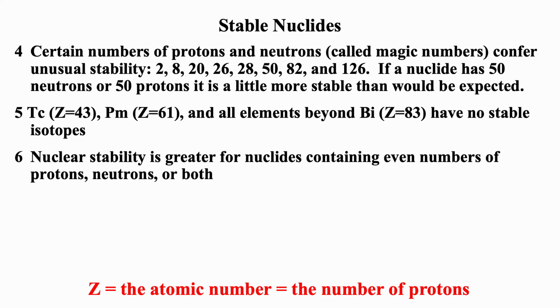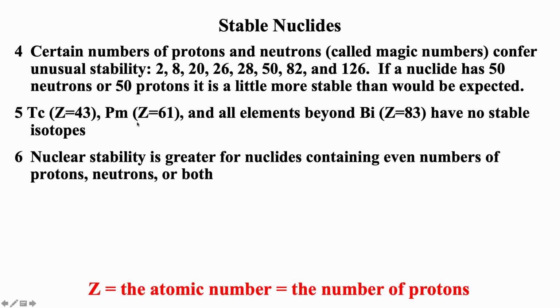Rule 4, certain numbers of protons and neutrons called magic numbers confer unusual stability. And so if a nuclide has 50 neutrons or 50 protons, it's a little more stable than it would be otherwise. Now, the way of thinking about this one is that the nuclear structure is kind of similar to the structure of an atom, where in atoms you have shells of electrons. You also have shells in the nucleus. And that's why you have these magic numbers.